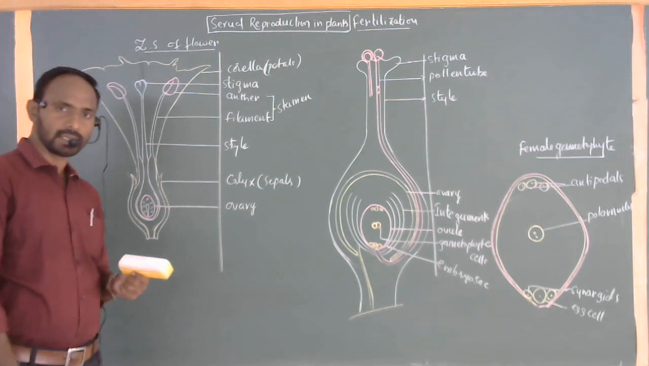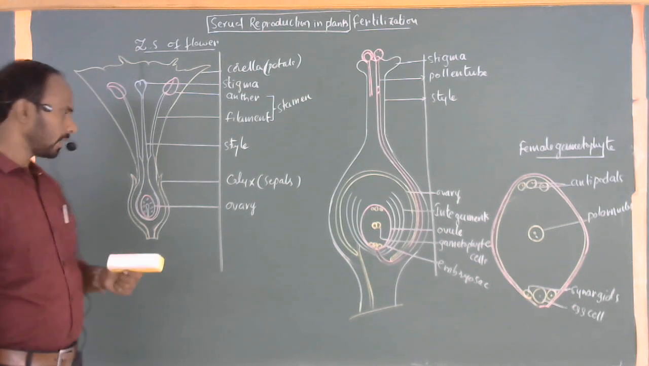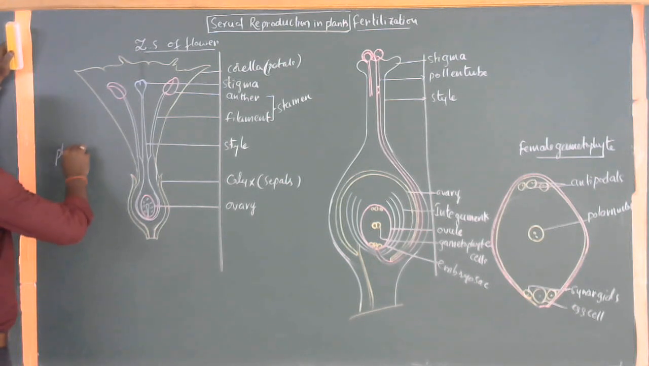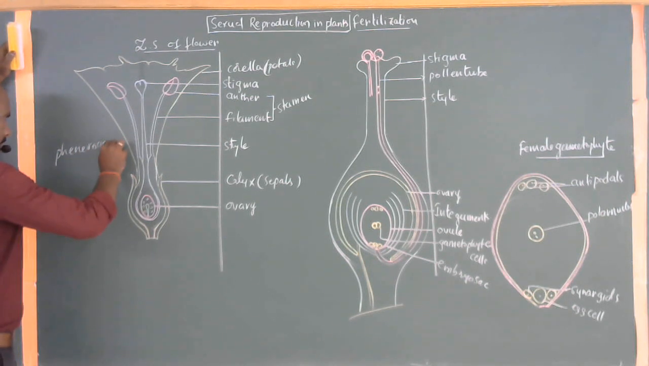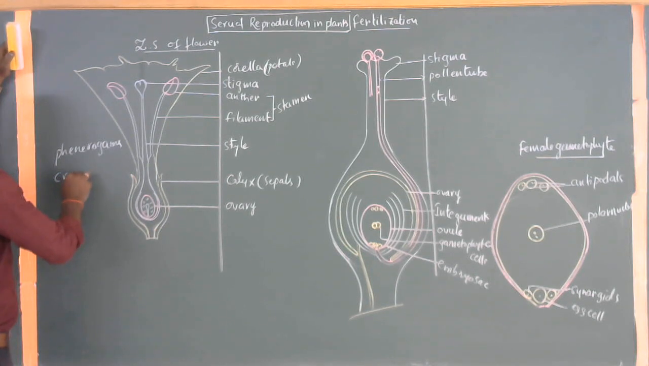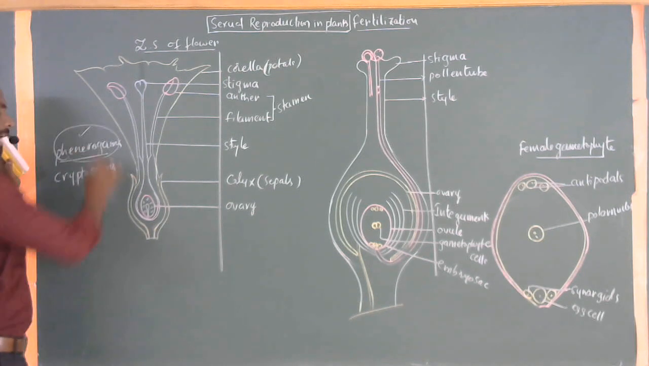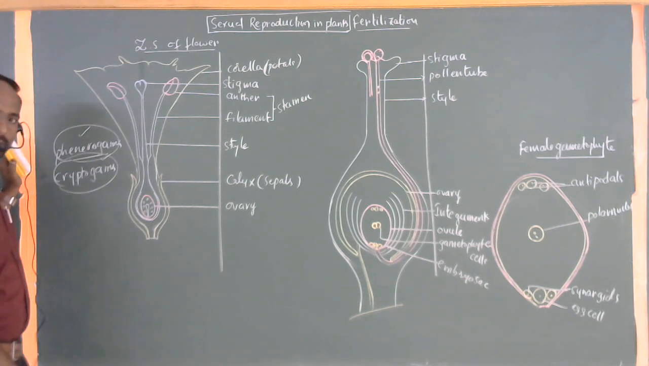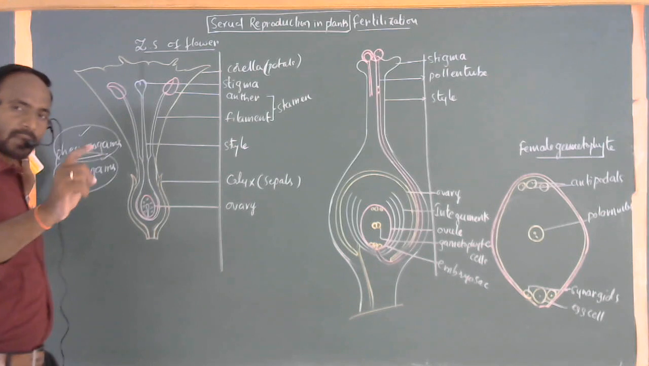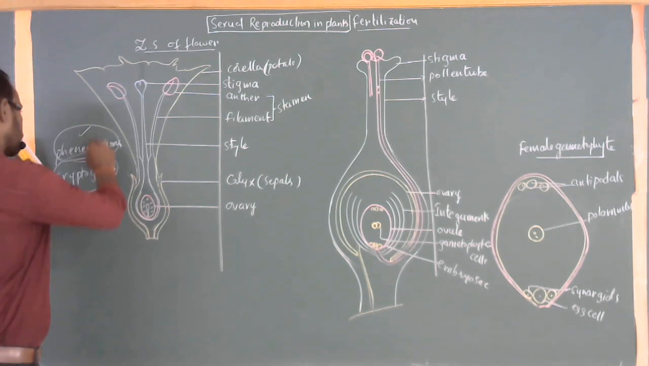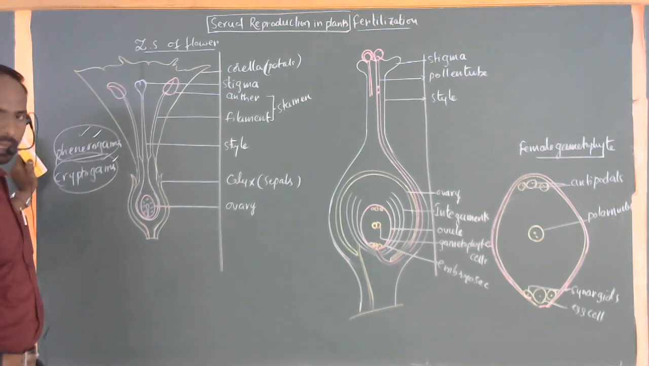Plants are basically in two categories depending upon their flowering: phanerogams and cryptogams. All the flowering plants come under phanerogams. All the non-flowering plants come under cryptogams. Phanerogams are called flowering plants. Cryptogams are called non-flowering plants.